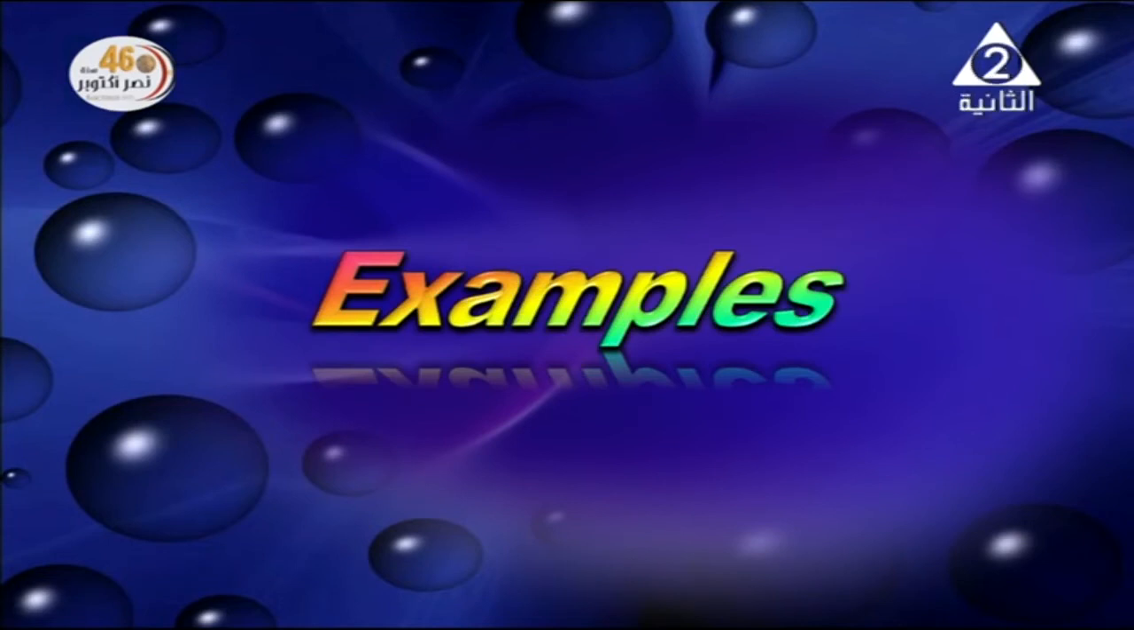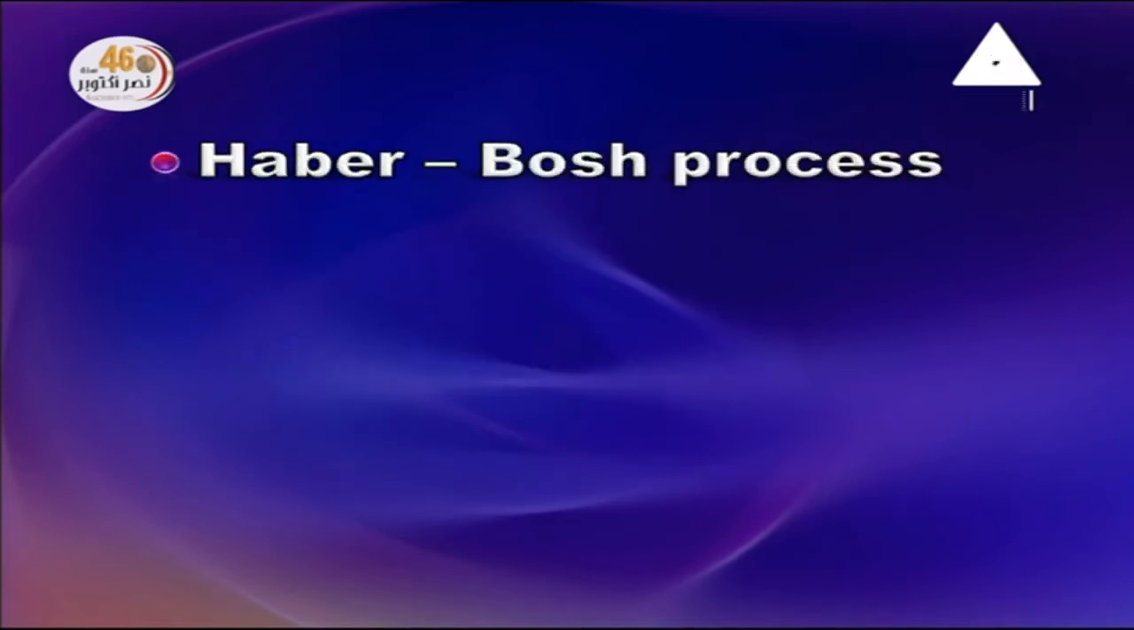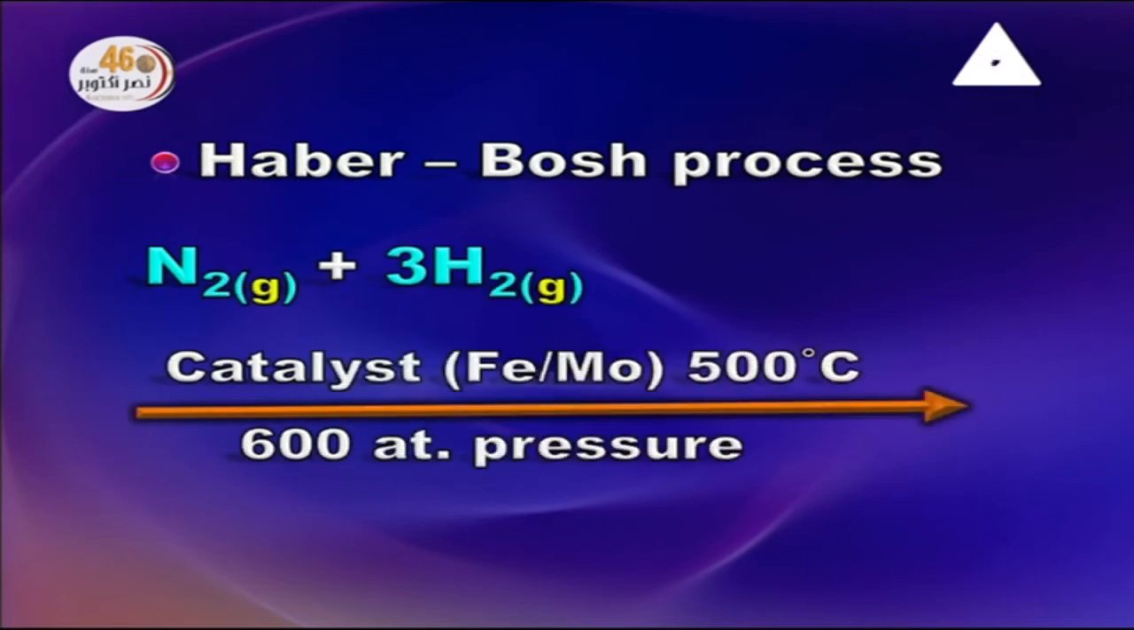Examples for this catalytic activity: the divided nickel in hydrogenation of oil, the divided iron in ammonia formation. In the ammonia formation, which we call the Haber-Bosch process, the nitrogen gas reacts with hydrogen gas in the presence of catalyst, iron or molybdenum, at 500 degrees Celsius and 600 atmospheric pressure, giving ammonia gas.